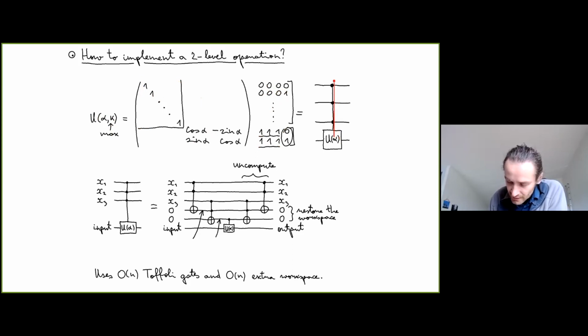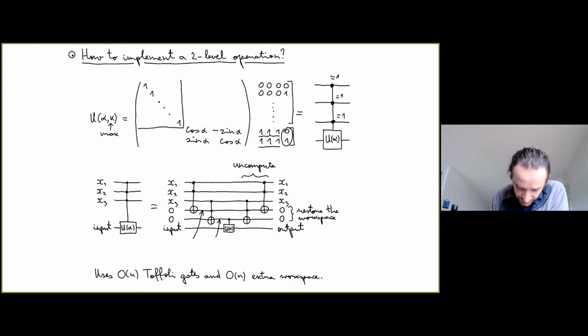This control means that if this is equal to 1, you're doing something, and when you connect them, it means that it's like an AND. If all of them simultaneously are 1, then you're doing some rotation on the last qubit. So basically, this matrix corresponds to this kind of picture in the circuit.